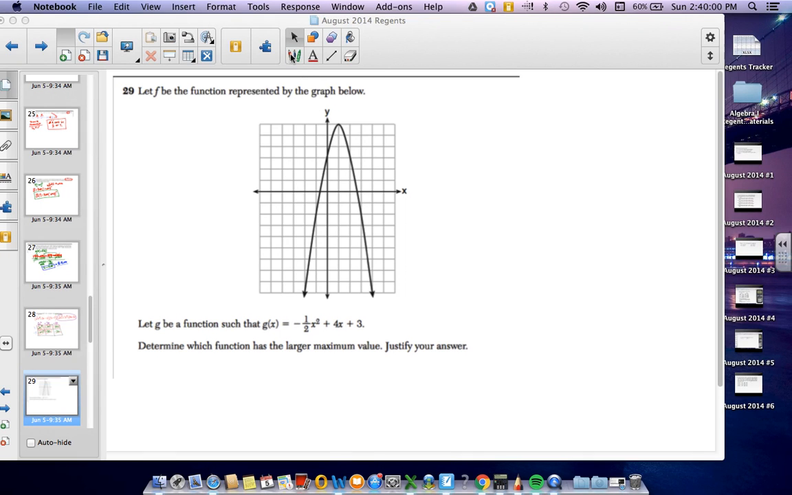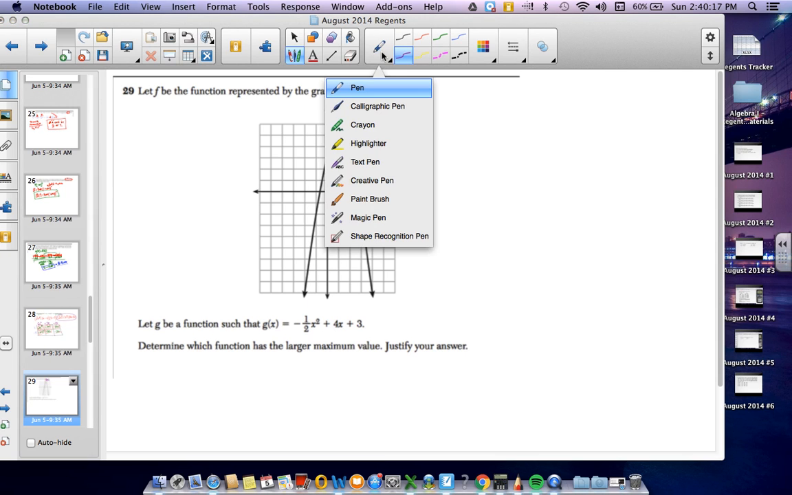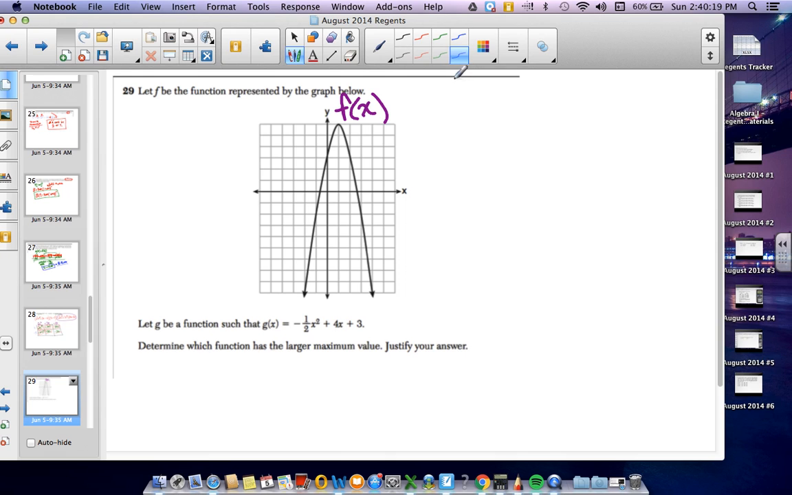Hello everyone. For question 29, we're given a graph, and you want to be careful here because this isn't the graph of this equation. These are two separate things. So I'm just going to label this. This is f of x, and g of x is an equation down there. So f of x is the graph there, and g of x is this equation down below.